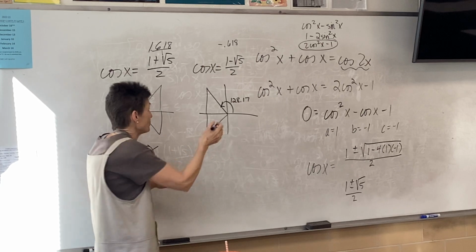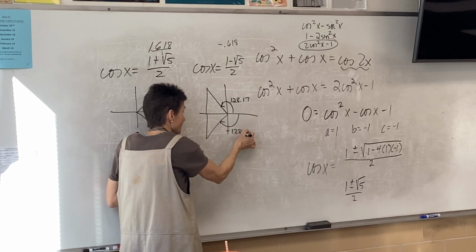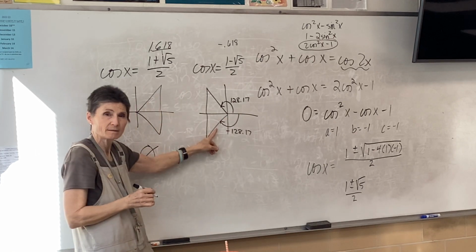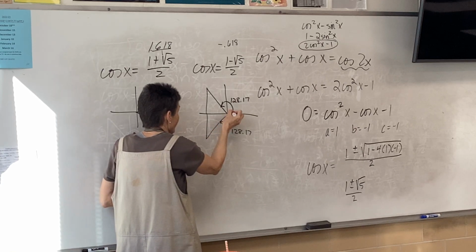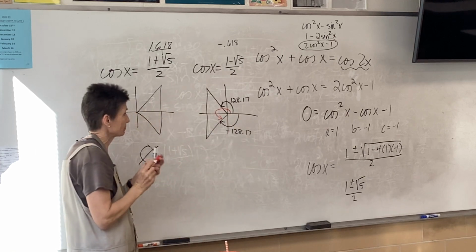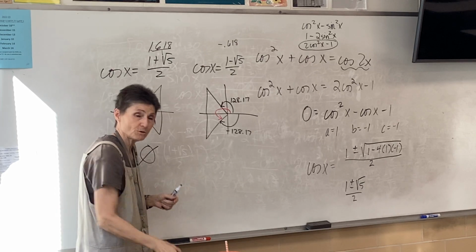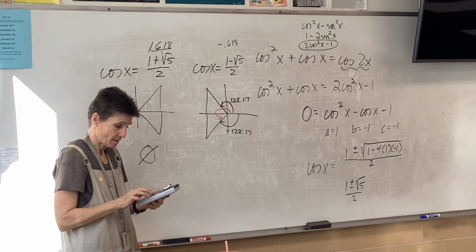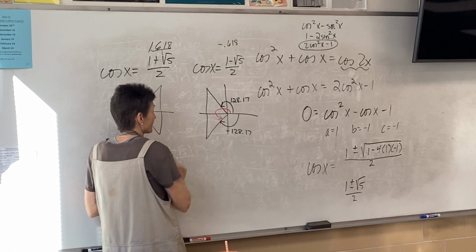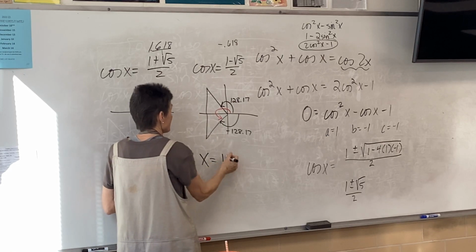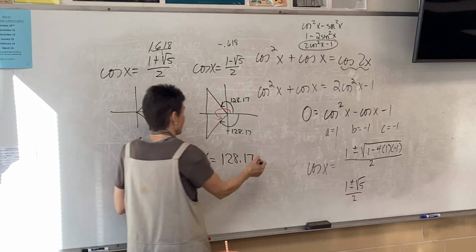Does it make sense to you that if that's 128.17, this is also 128.17, only I'll mark it negative because I'm going the other way? So we need a way of coming up with this red angle right here. Can you think of a way to do that? Sure. What if you took 360 minus that 128? Wouldn't that give you your red angle? So your answers to the question are 128.17 and 231.83.